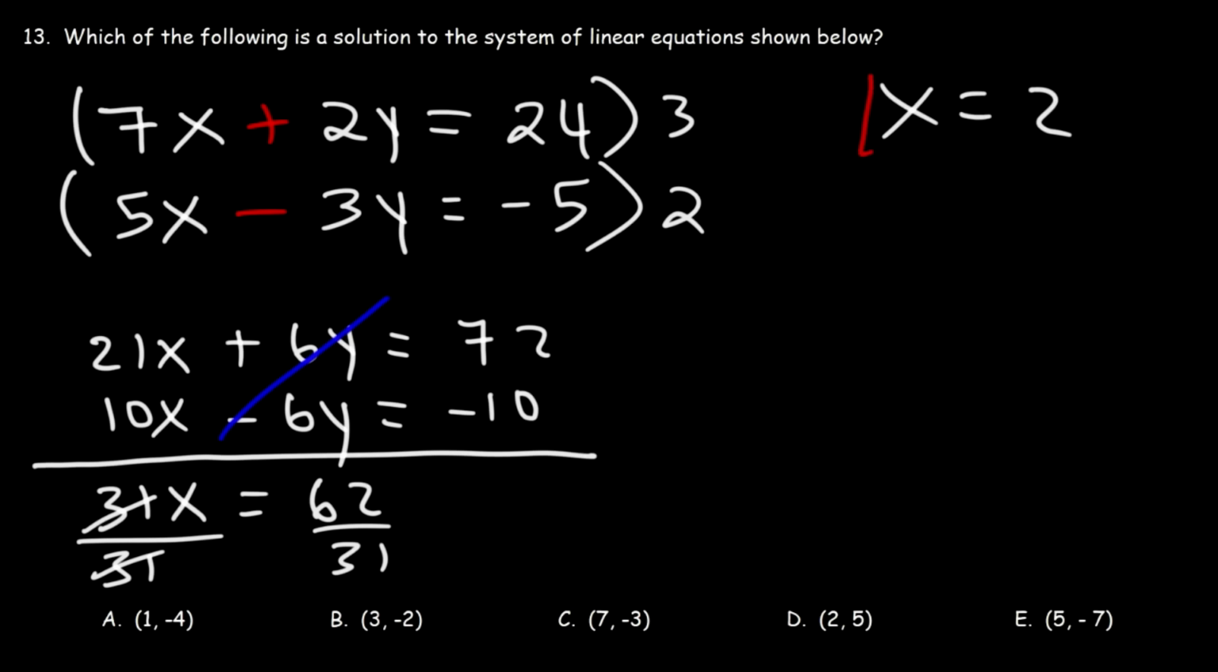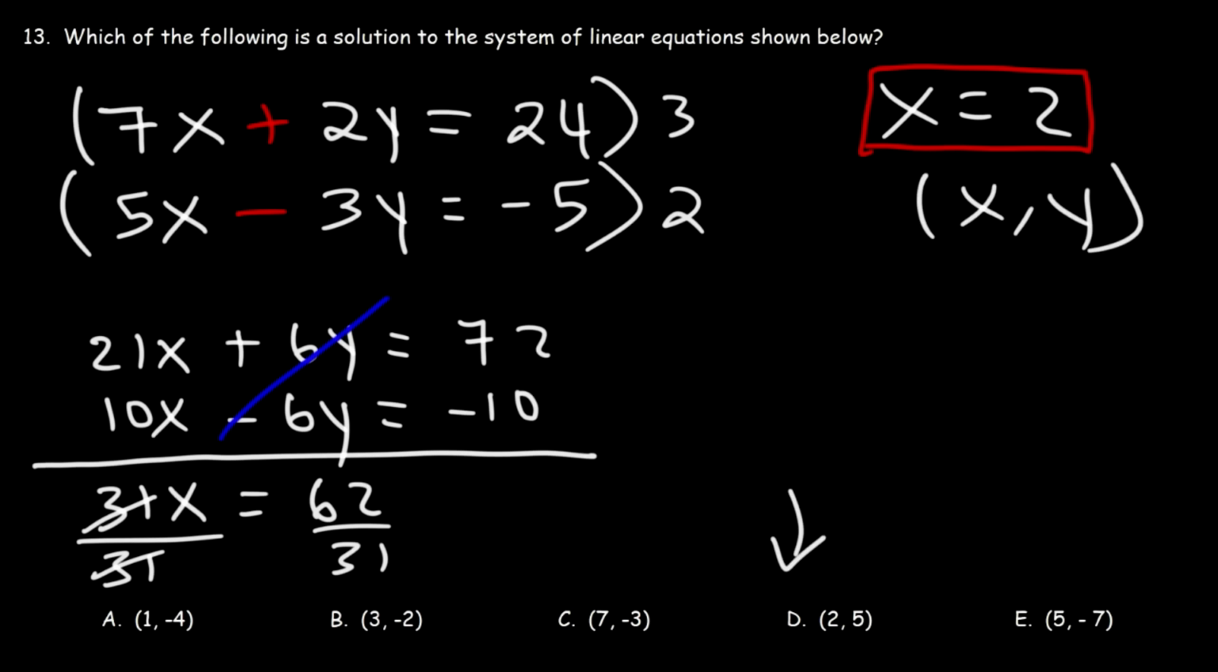Because this is a multiple choice problem, we can already see what the answer is. We're going to write the answer as an x-y ordered pair. So it has to be D, because it's the only one with an x value of 2.